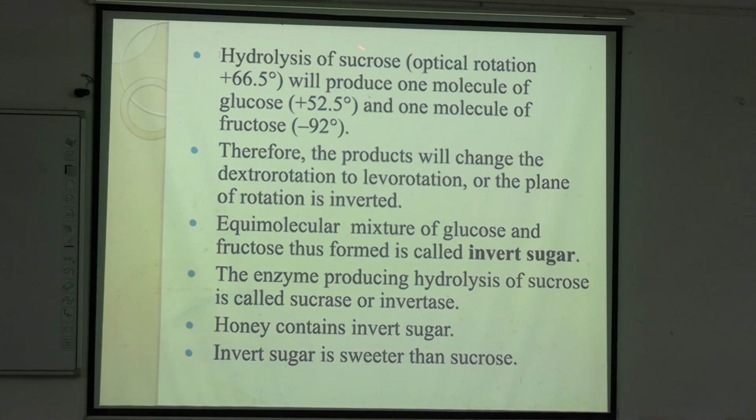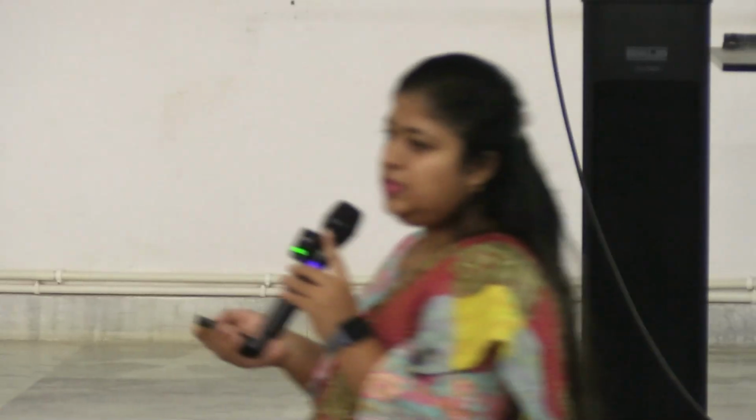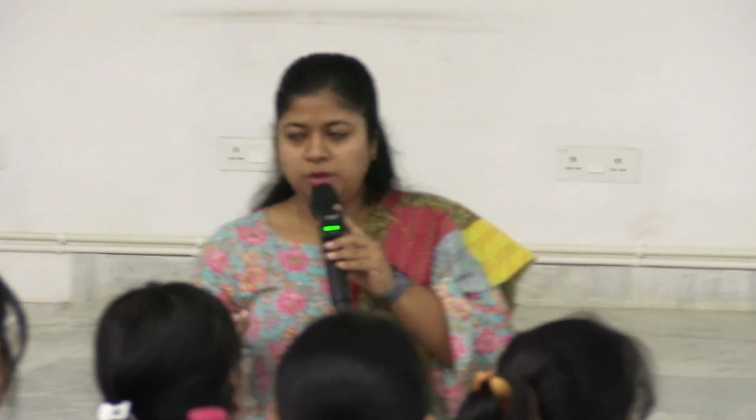Hydrolysis of sucrose: sucrose itself has an optical rotation of plus 66.5 degrees. If we make a solution of sucrose, it will give an optical rotation of 66.5 degrees. But after hydrolysis of sucrose, what will be formed? Glucose and fructose, they have their own rotation property.